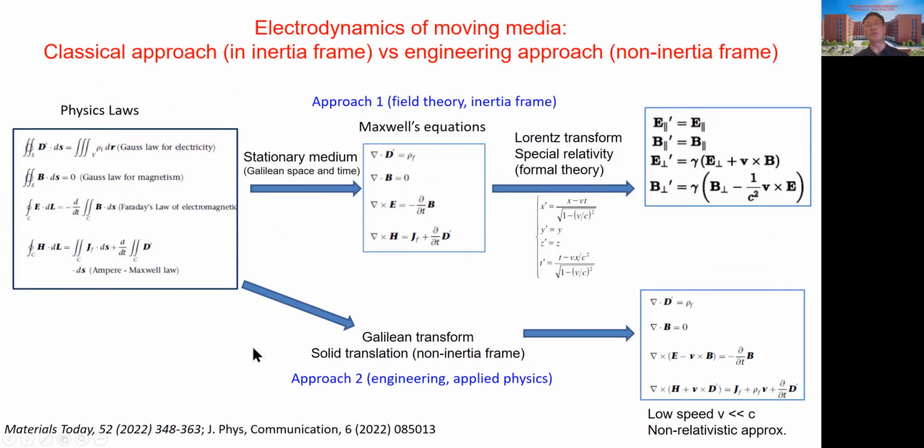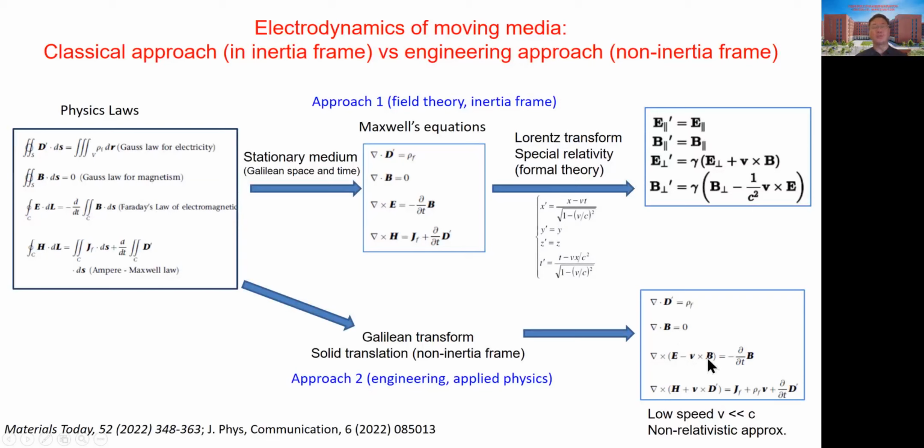So what do we do? In order to do this, we adopt the Galilean transformation, which we can use for engineering and applied physics purposes. And we can derive a set of equations. We include medium motion, electricity, magnetism, and wave coupling. All the coordinates are in the lab frame. That's what all these fields are.